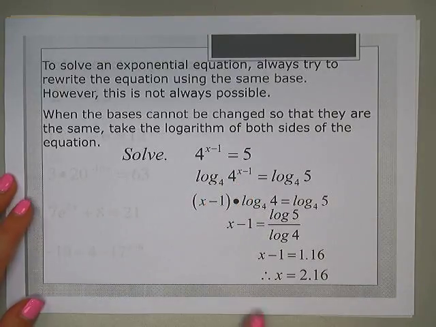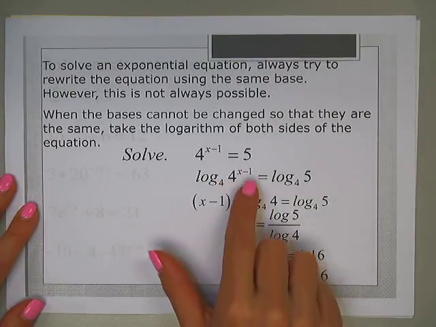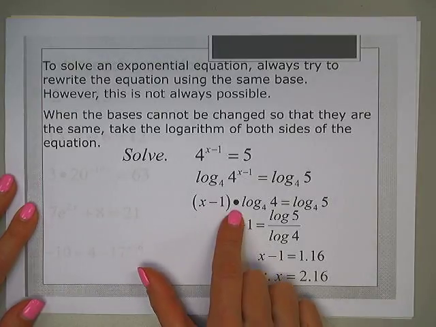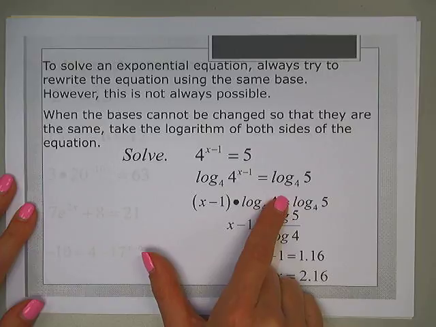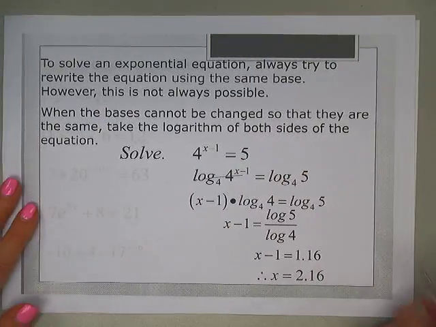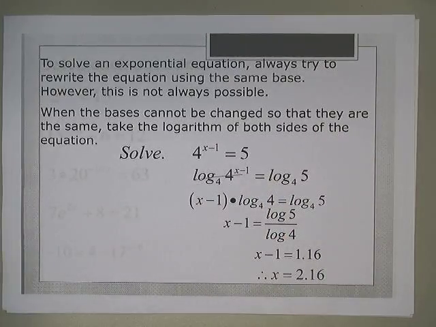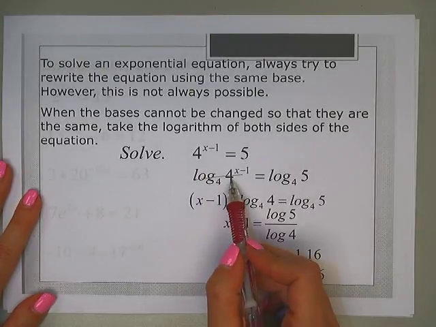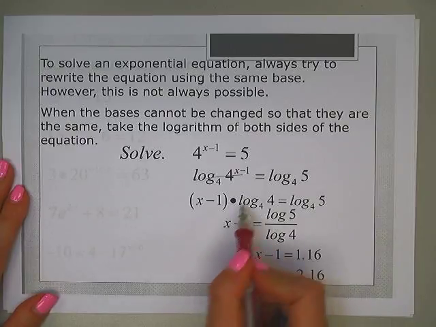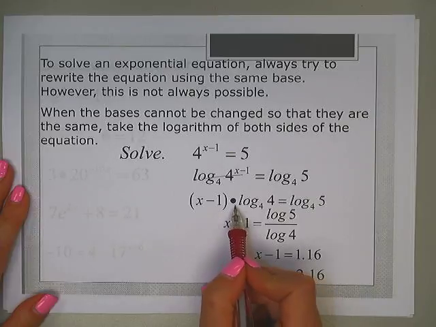Because watch what happens. When I take log base 4 of 4 to the x minus 1, this was the inverse property. Log base 4 of 4 is 1. The x minus 1 comes out front. That's the power property. Therefore, I have x minus 1 multiplied by log base 4 of 4, which is 1. In essence, these cancel out, making 1, and the x minus 1 comes out front as the coefficient. Therefore, that's why I chose log base 4. If this were a 7 right there, I would have chosen log base 7.